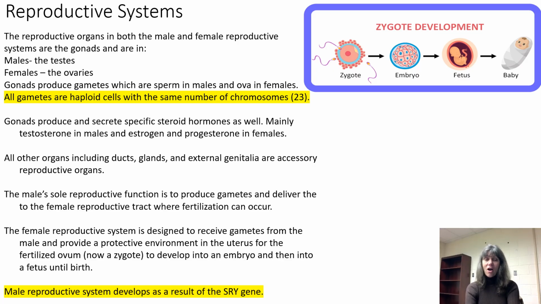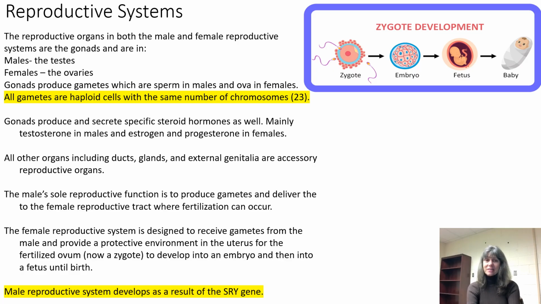All gametes are haploid cells with the same number of chromosomes, which is 23. You'll recall that a regular somatic cell has 46 chromosomes. That's why gametes have half the number of chromosomes, so that when an egg and a sperm get together, they will combine to make a zygote, which has a complete set of chromosomes.